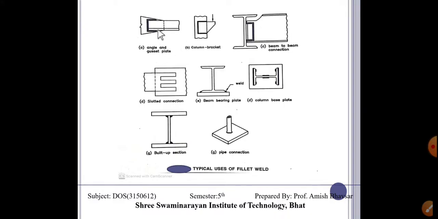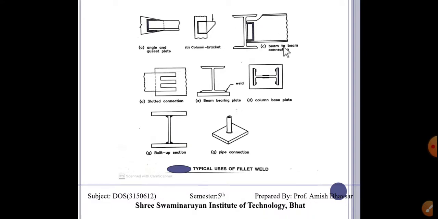The first is angle and the gusset plate. This is our gusset plate and this is our angle, which is connected by welding, indicated here by the dark line. This is a column bracket, and in this bracket, the column is also a steel member, the bracket is also a steel member, and the two members are connected by this dark line as a weld.